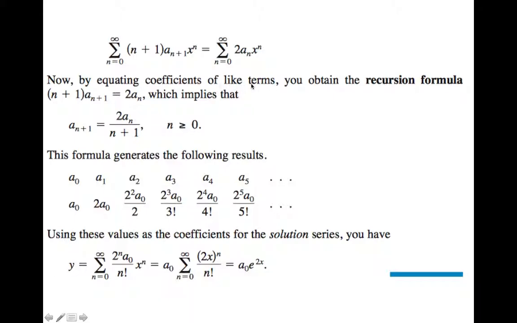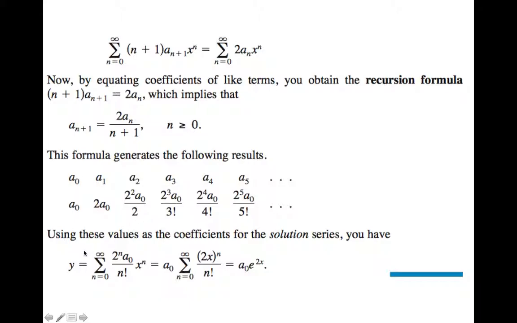So by equating coefficients of like terms, you basically can obtain the recursion relationship. Notice I'm basically just saying the left-hand side has x to the n and the right-hand side has x to the n. So the coefficient on the left and the coefficient on the right are going to have to be equal. So that tells me that a sub n plus 1 is 2 a sub n over n plus 1. So if I choose my first coefficient to be a sub 0, then notice that each successive coefficient can be written in terms of a sub 0.